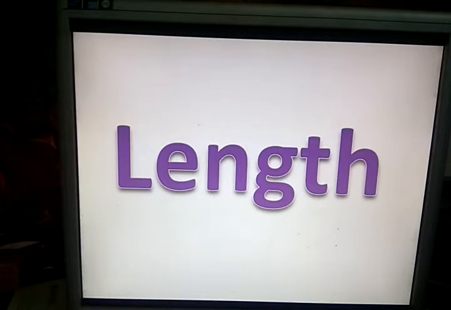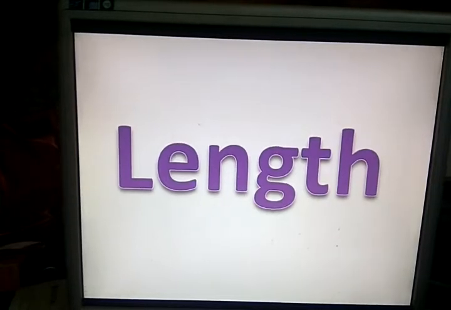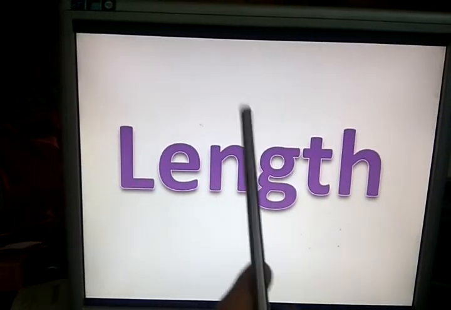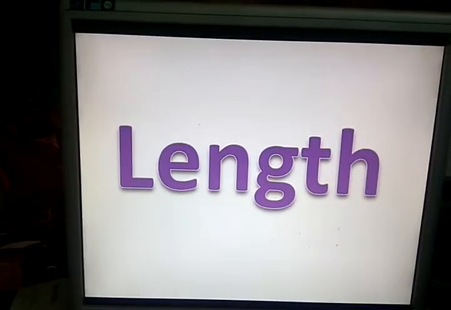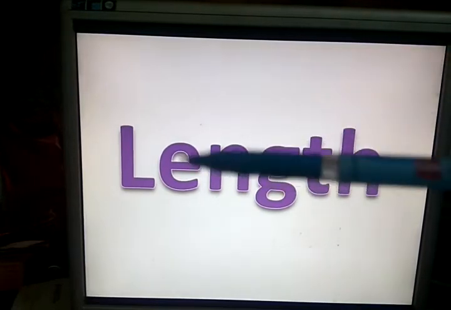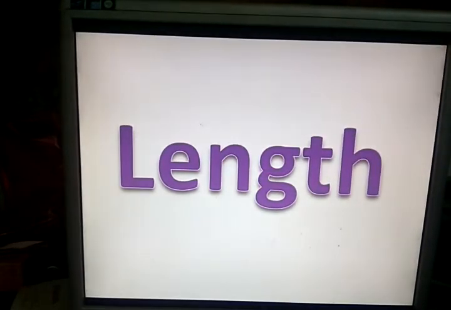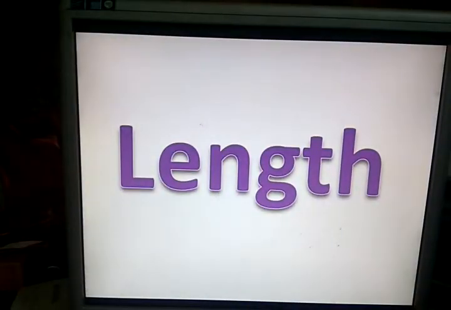The word length is used to measure how long an object is. For example, length of a pencil. How long the pencil is? How long the pen is? Length of a pen. Or we can say length of a paper. Length of a textbook. This is your semester book. So, length of the book.